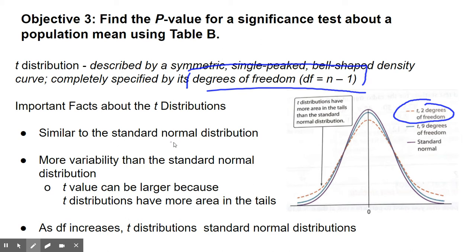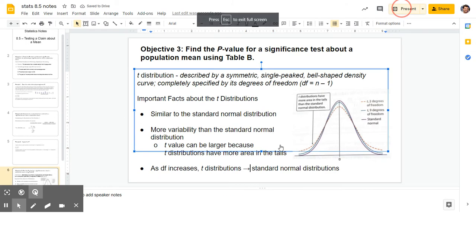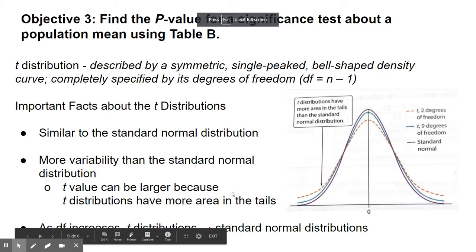Again, it's similar to the standard normal, but it has more variability. As your degrees of freedom become less, your tails get bigger, with more probability on the outside. So a t value can be larger because t distributions have more area in the tails. And as your degrees of freedom increase, your t distribution approaches your standard normal distribution. There should be an arrow there. Let me do that now. Okay, and there we go. So a little background information about t distributions.